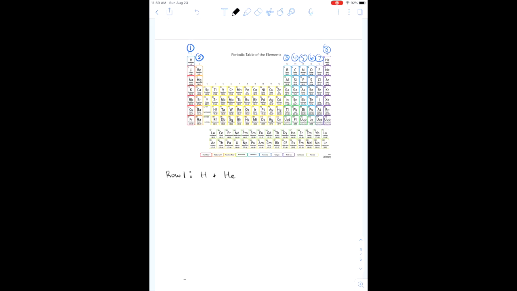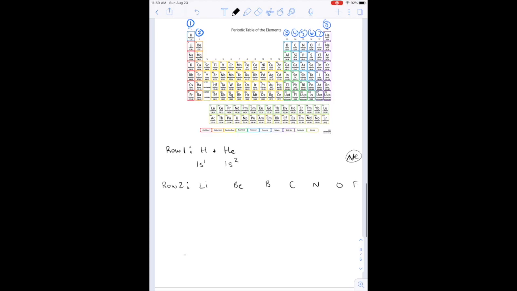We have hydrogen and helium. And remember, the electron configuration for hydrogen is 1s1, and for helium is 1s2. So row 2, we've got lithium, beryllium, boron, carbon, nitrogen, oxygen, fluorine, and neon, the noble gas. He likes to be hanging out on his own, so I'll put him up here. Why not?